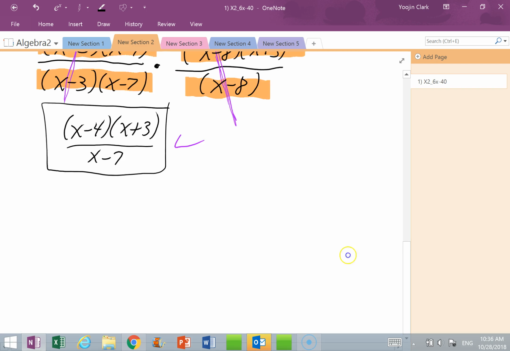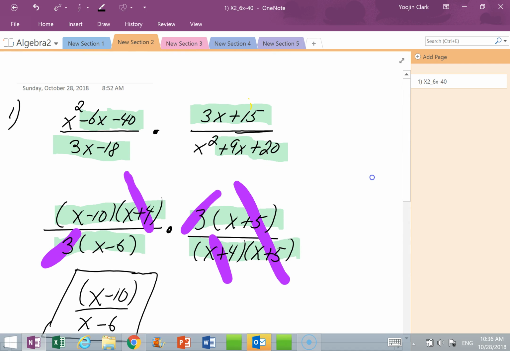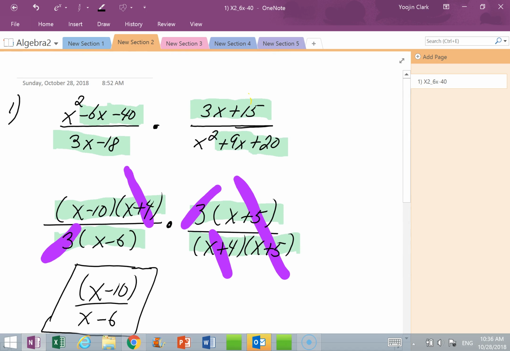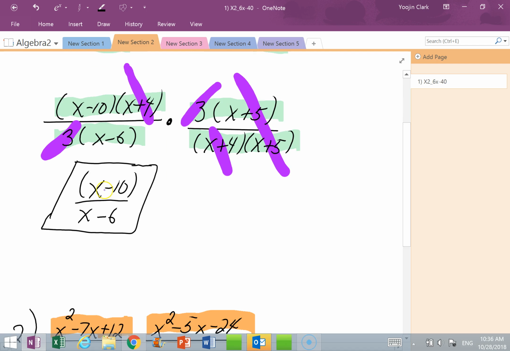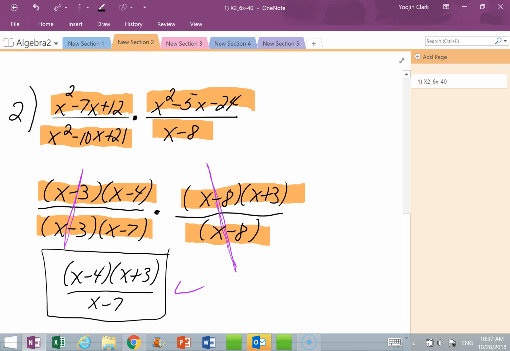Still working on these pens here to make it look a little more aesthetic. Well, let's just quickly go over this problem here. As you can see, I factored the x squared minus 6x minus 40 into x minus 10 times x plus 4. GCF in the denominator, I took a 3 out of the 3x minus 18, and I took a 3 out of the x plus 15. And I factored the denominator of this one into x plus 4, x plus 5. And they canceled out. Everything canceled out, leaving that. Same procedure here. I canceled out some stuff here. I factored that for you.